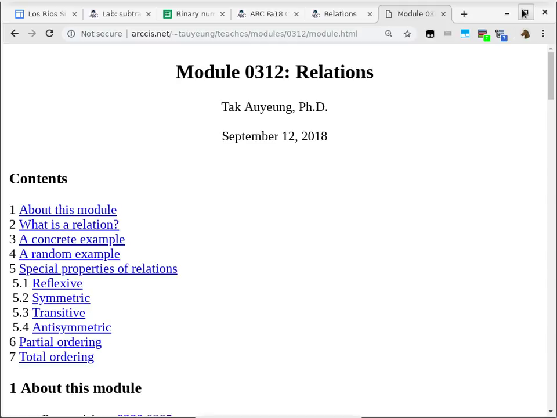Because last week we talked about a few properties of relations already. We talked about being reflexive and being symmetric, and I think we touched on transitive as well. We just started. Okay. So are there any questions regarding those specific properties?